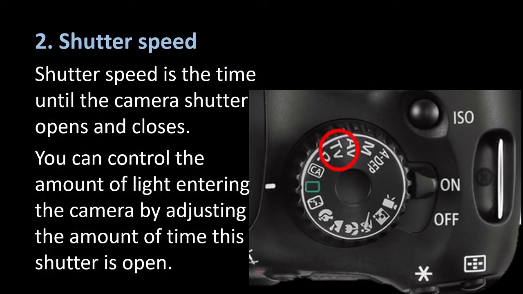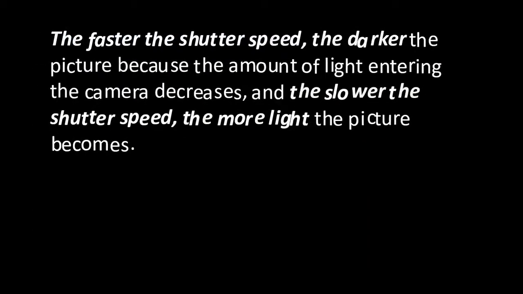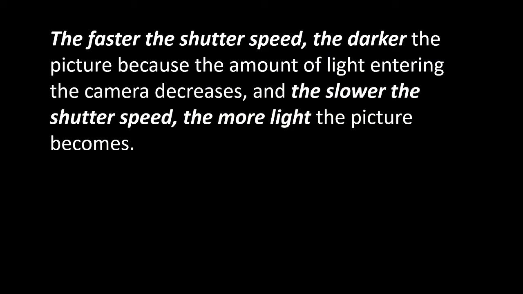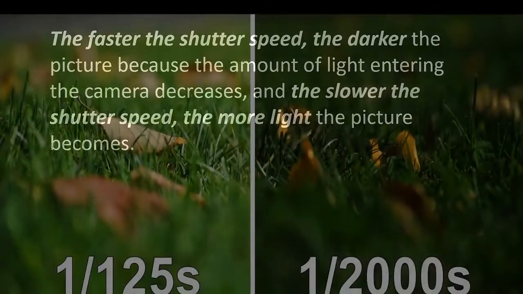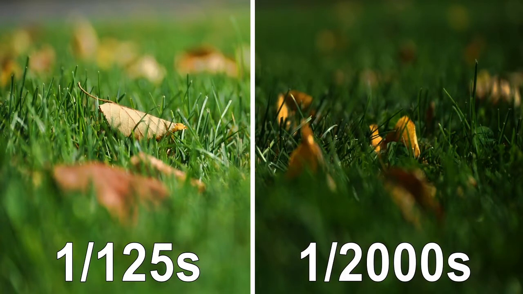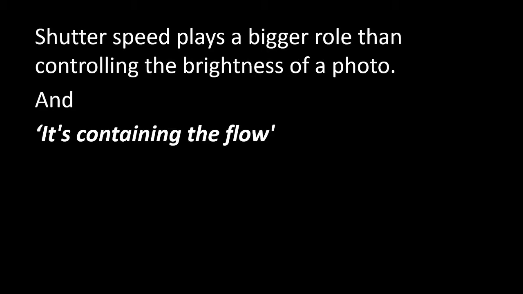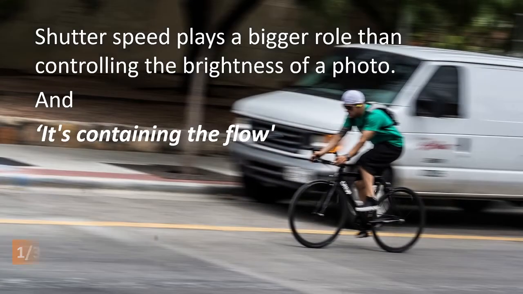2. Shutter speed. Shutter speed is the time until the camera shutter opens and closes. You can control the amount of light entering the camera by adjusting the amount of time this shutter is open. The faster the shutter speed, the darker the picture because the amount of light entering the camera decreases, and the slower the shutter speed, the brighter the picture becomes. Shutter speed plays a bigger role than controlling the brightness of a photo, and it's containing the flow.